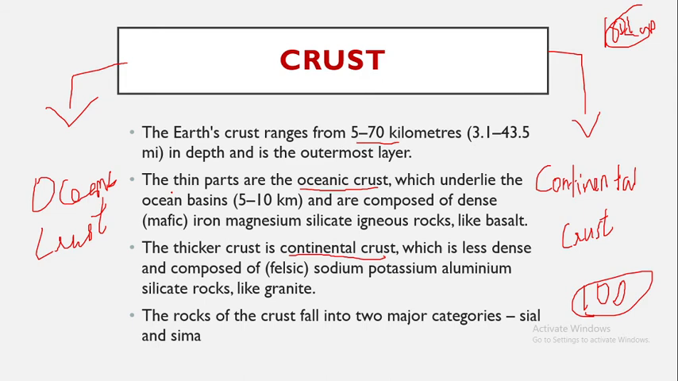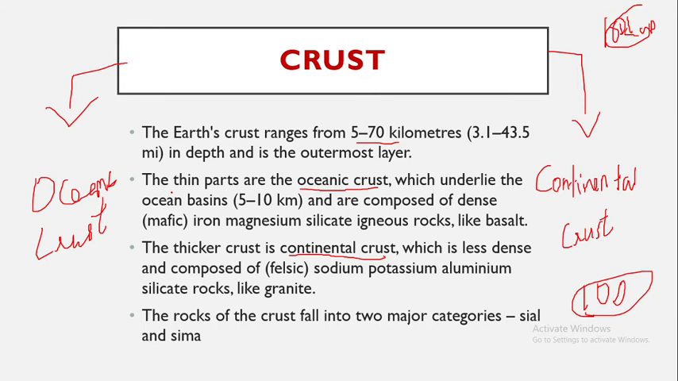Here the composition is of felsic nature, that is sodium, potassium, aluminium, silicate rock. What is the composition? Sodium, potassium, aluminium, silicate rocks are present in the crust region. An example of such rock is granite. Granite is an example of this felsic rock. So in the oceanic region, mafic rocks are present, for example basalt.